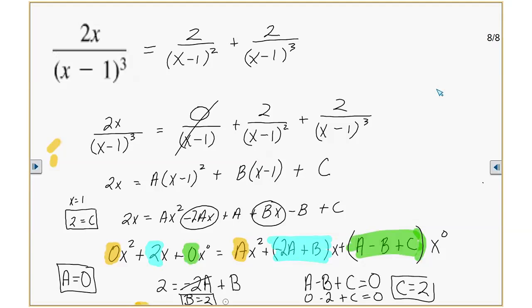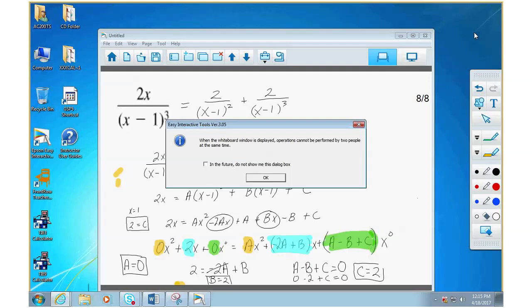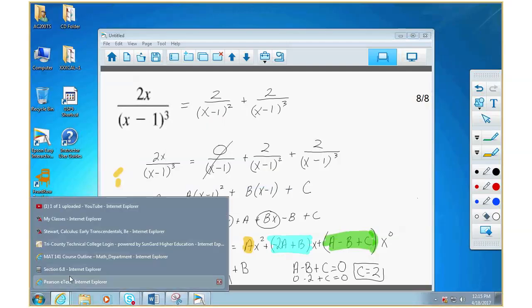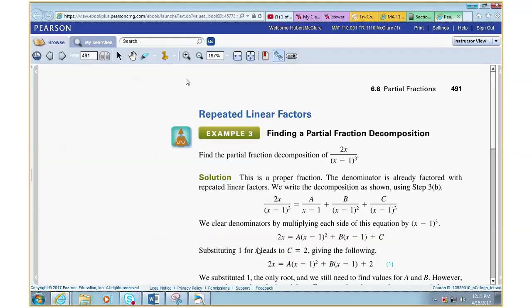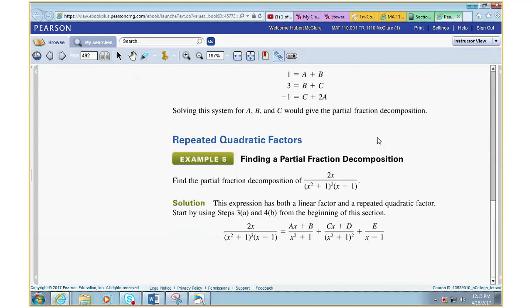Okay, now I think I've covered A, B, and C. I want to cover a quadratic. It's a mixture of linear and quadratic. And then a pure quadratic would be the last one. Well, I want to do the last one. Hold on, what page is it on? 492. Well, it's not totally pure either. They use the ax plus b, cx plus d, so that's good.